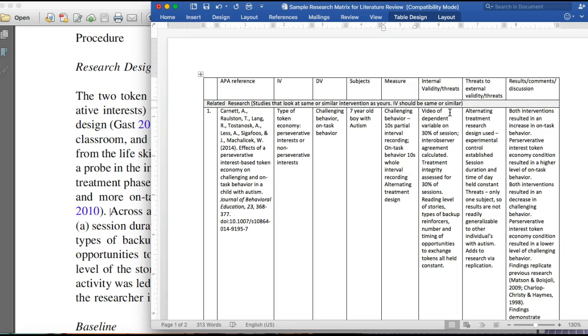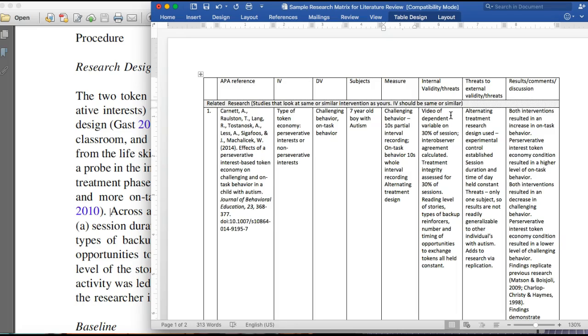So for internal validity, the way they made sure that there was internal validity in the study was, basically, they're looking at what could happen in the study to make sure that this study is valid. First of all, they looked at inter-observer agreement and made sure that how they were collecting data and what they were collecting data on was clearly defined, and then they videoed that dependent variable on 30% of the sessions and calculated inter-observer agreement. So two people scored, and they made sure that those people had a high level of inter-observer agreement.